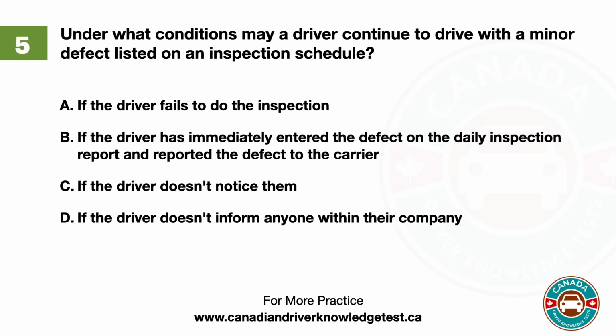Question 5. Under what conditions may a driver continue to drive with a minor defect listed on an inspection schedule? A. If the driver fails to do the inspection. B. If the driver has immediately entered the defect on the daily inspection report and reported the defect to the carrier. C. If the driver doesn't notice them. D. If the driver doesn't inform anyone within their company. The answer is B. If the driver has immediately entered the defect on the daily inspection report and reported the defect to the carrier.